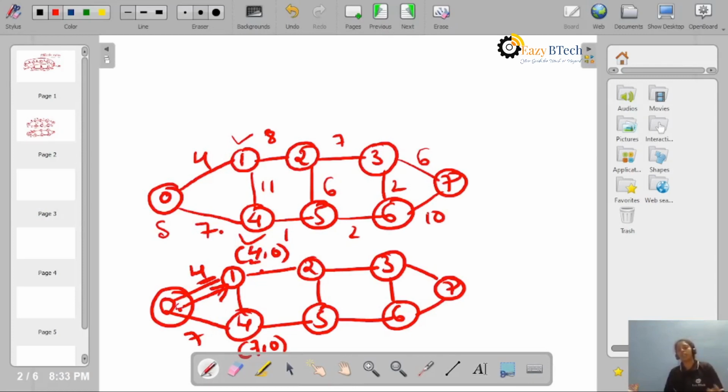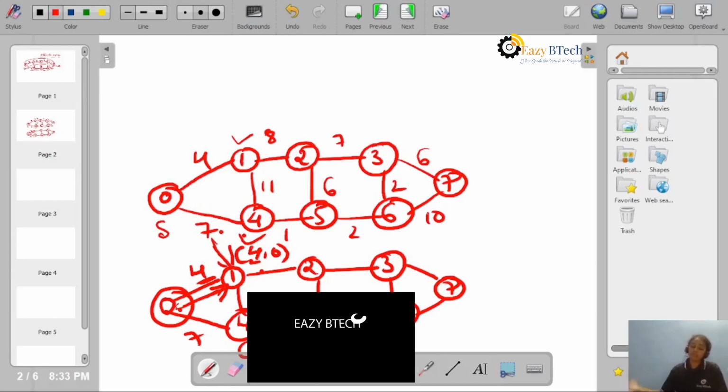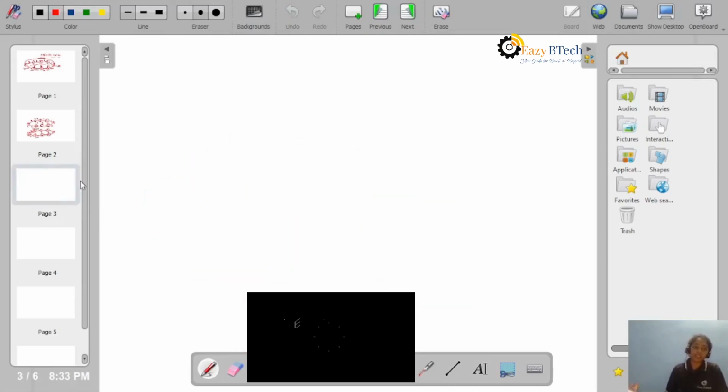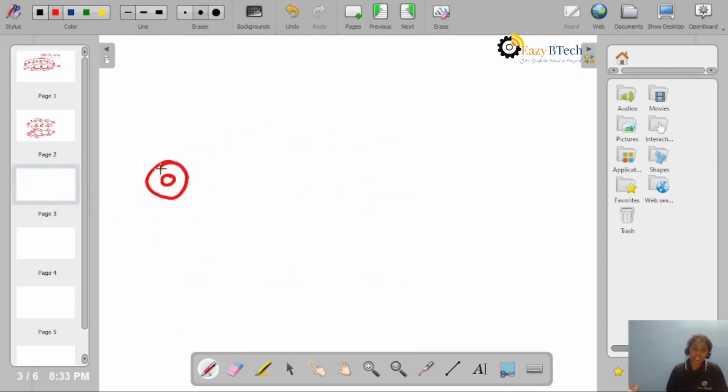cost, right? Next step, from 0 to 1 I set one path, right? So we can consider 1 as the source vertex to find out the remaining vertices' distance, right? So each and every step we have to draw this graph.